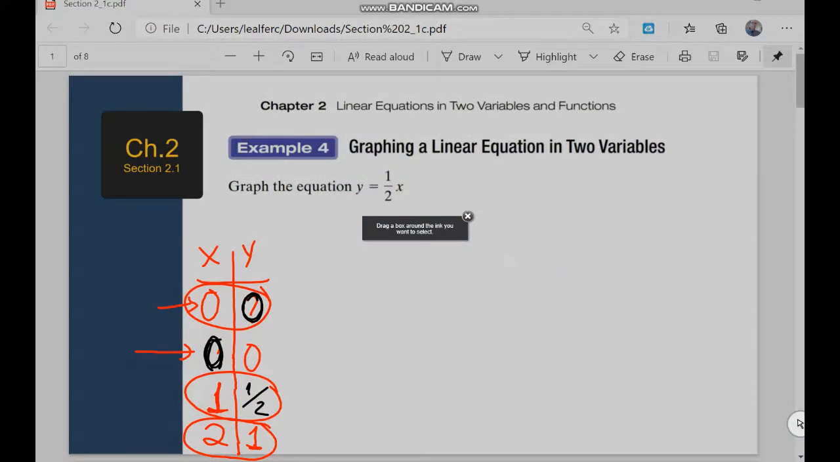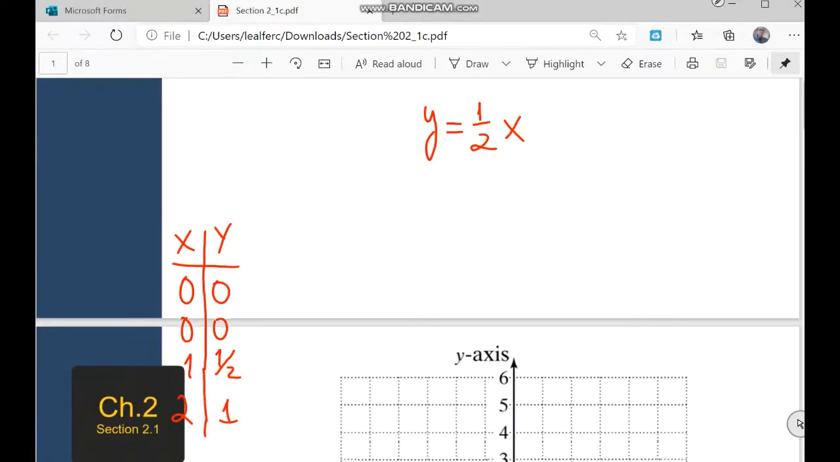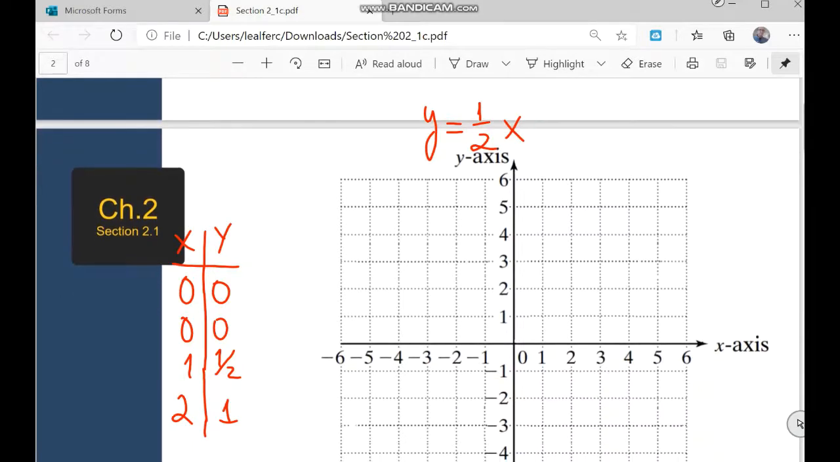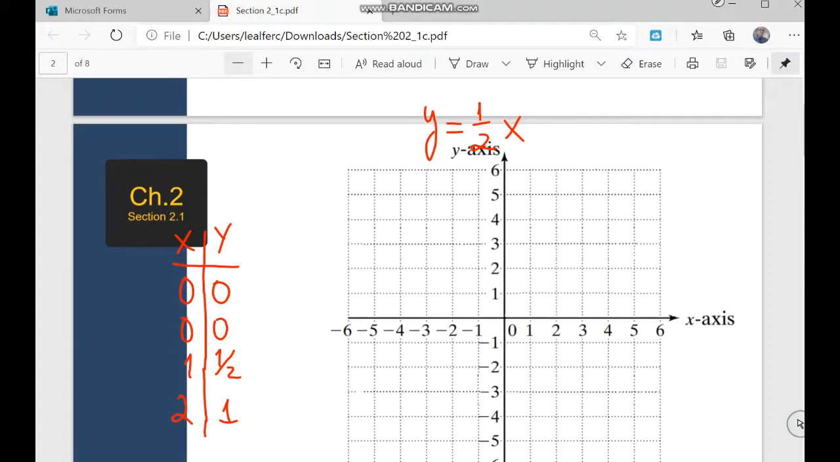I'm cleaning this up. Actually, I think I need to close this and open again. It's not working. Just 1 quick minute. Now we have this. We can actually, with these points, we're going to be able to draw the graph. We're going to be able to find the graphic of the equation.